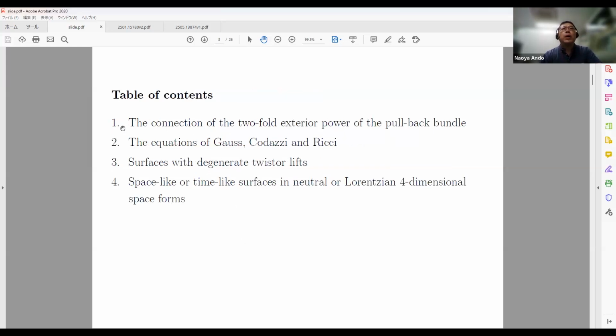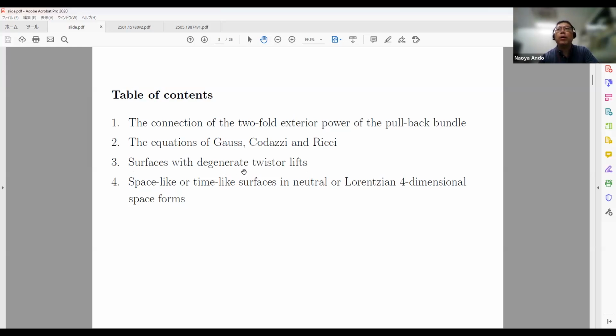In section 1, I will explain the connection of the twofold exterior power of the pullback bundle on a surface. In section 2, I will explain the equations of Gauss, Codazzi and Ricci. In particular, we see that these equations are closely related to twistorial discussions. In section 3, I will explain surfaces with degenerate twistor lifts.